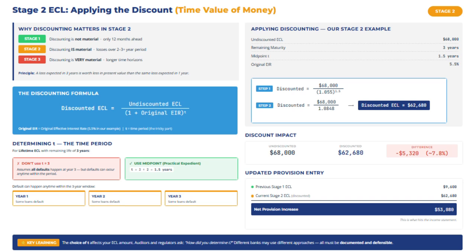But discounting is a technical choice. Different banks use different approaches. Some use midpoint, some use year by year. What matters is that you document your approach and apply it consistently, because auditors will ask, how did you determine that t? How did you do that? And your answer must be documented and defensible at that point in time.